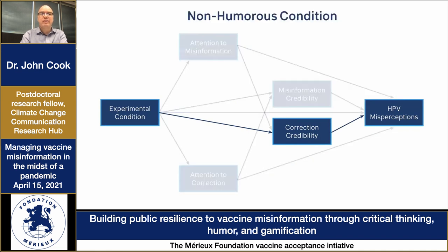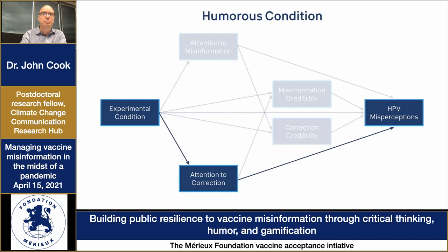We found that with the non-humorous condition, the critical thinking deconstruction that pointed out the fallacy, that had a higher credibility relative to the humorous correction. And it was that credibility that mediated the effectiveness. In other words, the mechanism that made the serious correction effective was its increased credibility. In contrast, the humorous condition was perceived as less credible, but it attracted more attention. People spent more time looking at the cartoon and even reading the tweet, the text that came with the cartoon. And it was that increased attention that mediated the debunking.